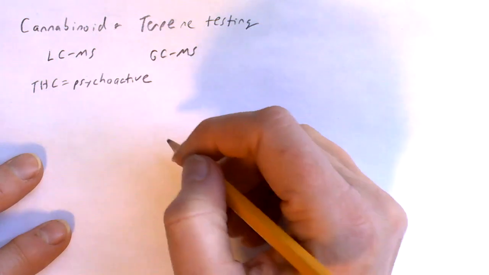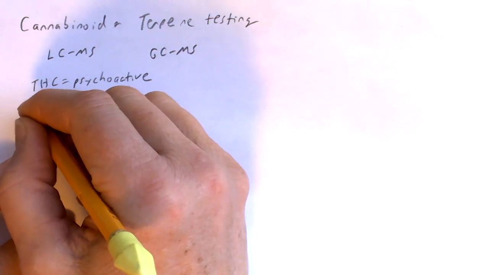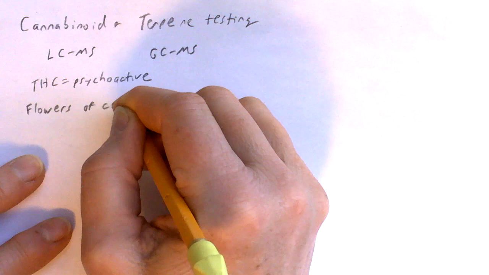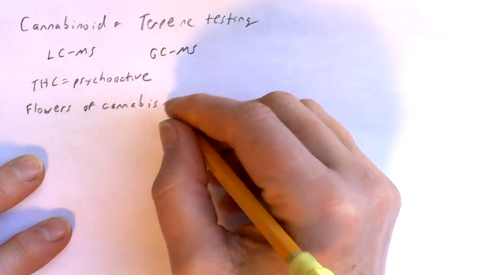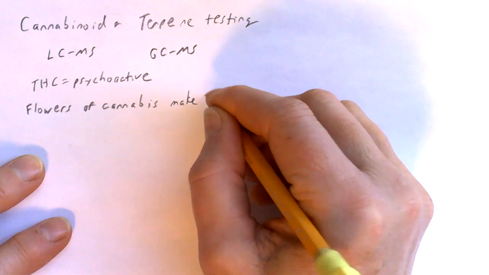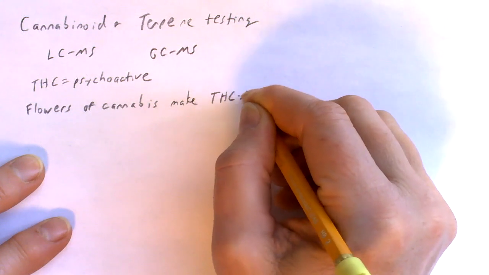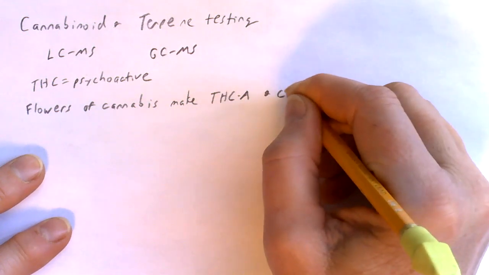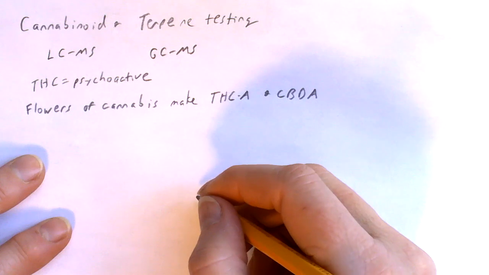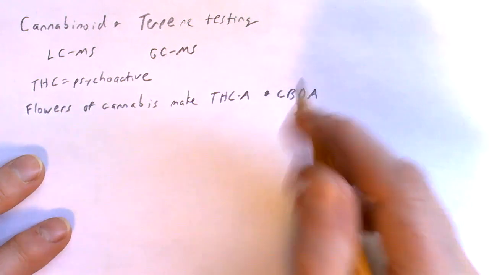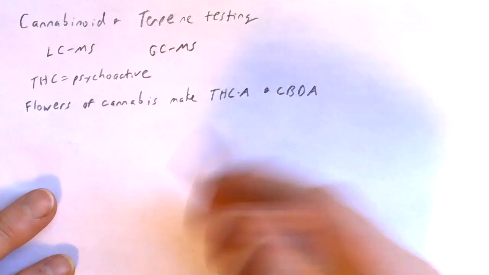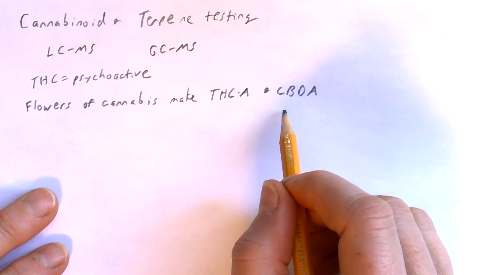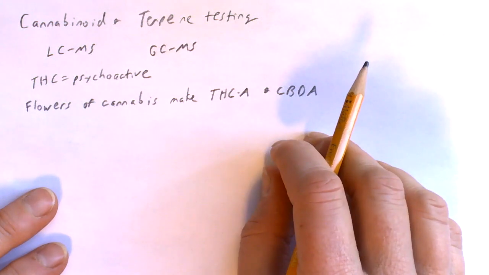So where does this THC come from? Well, it's interesting to know that in the flowers of cannabis, they make, by themselves in their own cells, something called THCA, which is sort of the acid version of THC. And they also make CBDA. Okay? And it turns out that those don't actually become the active versions that do things in the body until they become the non-acid form.